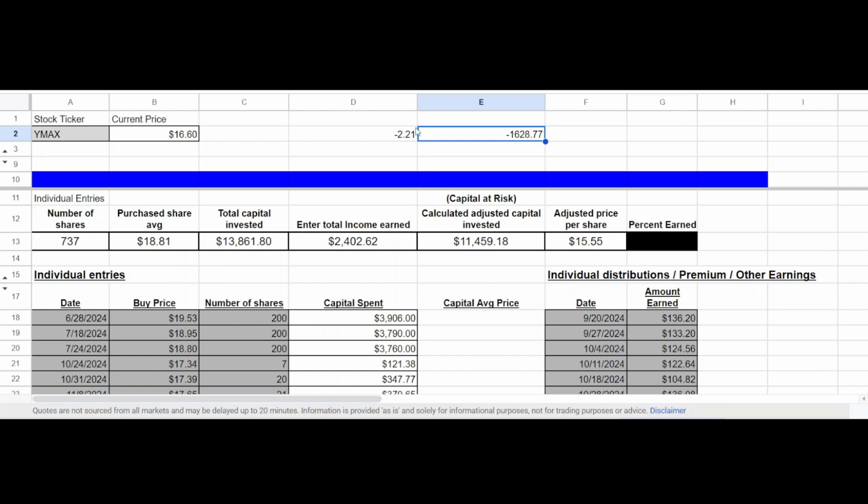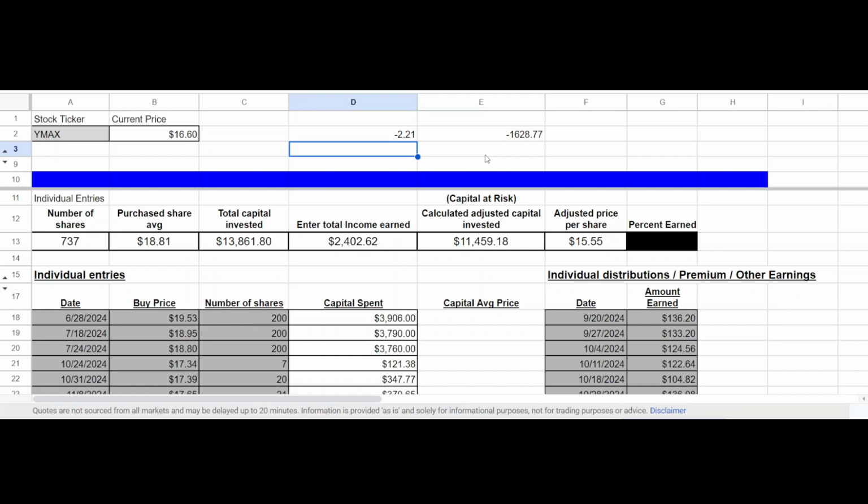Because I am under the current price, right? That's how much I'm losing. I'm not under that price per share, but I am above it by $2.21. Therefore, I am losing money on the share price, right? Because I paid an extra $1,600 for those shares. So now let's take this and let's find out what I'm actually up by, right?